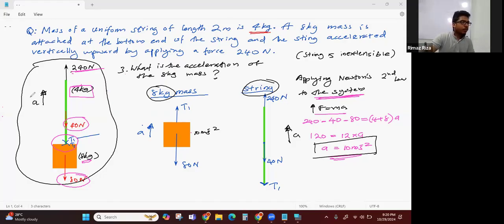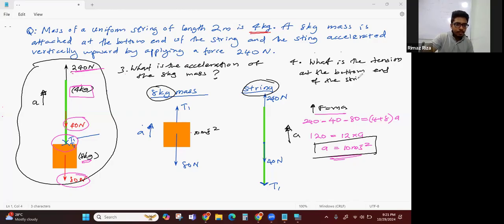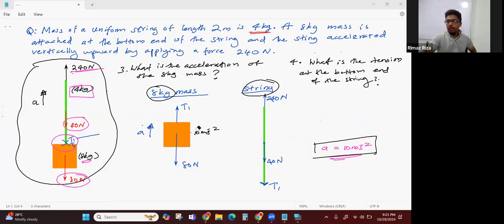Okay, and then fourth question. Write down question number 4. What is the tension at the bottom end of the string? What is the tension at the bottom end of the string? Okay, try to find that. I'll give you a minute to play with this physics question, and then I will explain.